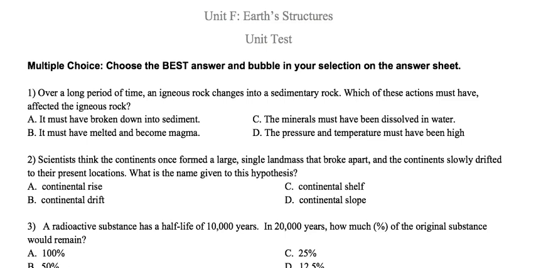A. It must have broken down into sediment. B. It must have melted and become magma. C. The minerals must have dissolved in water. D. The pressure and temperature must have been high.